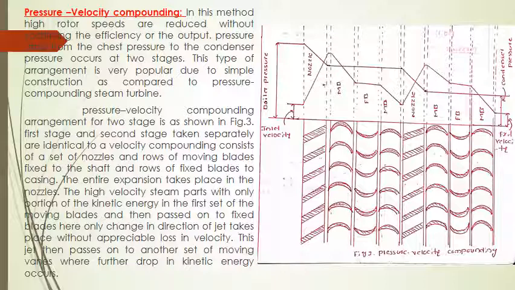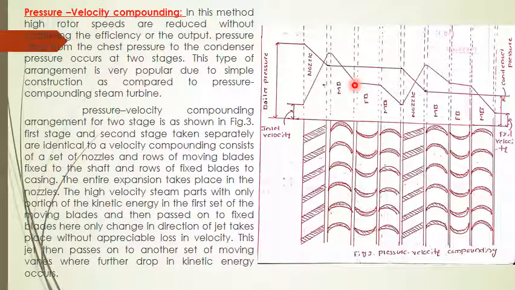Okay, in the diagram you can observe a pressure velocity compounding steam turbine. Steam with high pressure and low velocity enters the set of nozzles. Here velocity increases and pressure drops. Now the high velocity steam passes over to the moving blades. Here in the moving blades you can observe there is no change in the pressure but the velocity reduces.